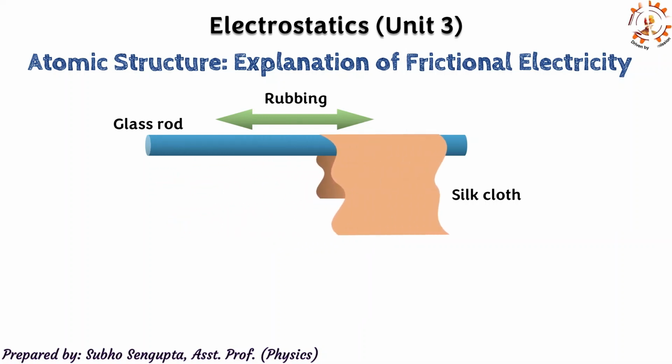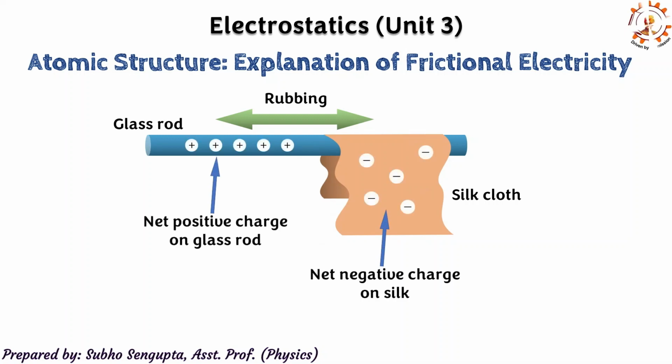After rubbing, we find that a net positive charge has appeared on the glass rod, while a net negative charge has appeared on the silk cloth at the same time. The amount of positive and negative charges on the glass rod and the silk cloth are the same. Let us try to explain the result.